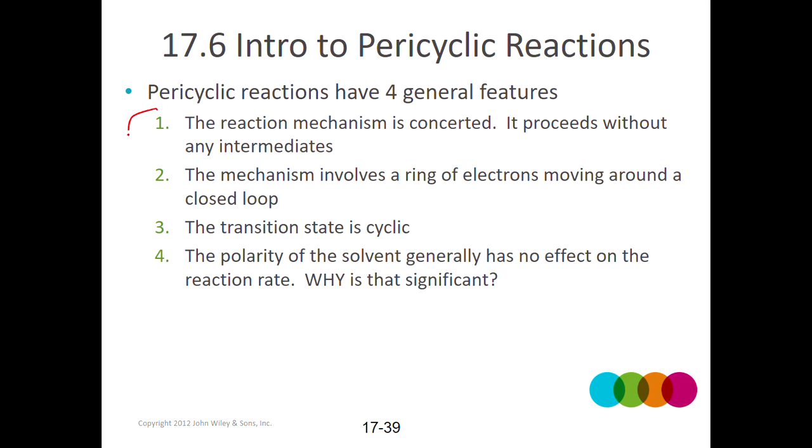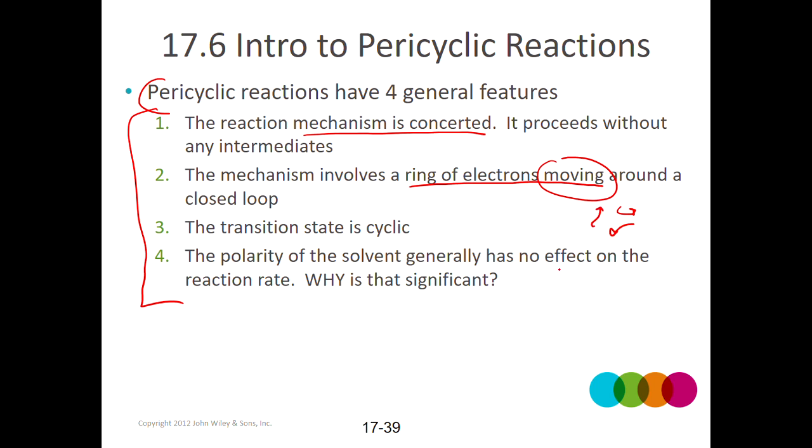So the 4 features, we talked about most of these already. For all 3 of these reactions, cycloaddition, electrocyclic, sigmatropic, they're all called pericyclic reactions because they all have a mechanism that occurs in one step, no intermediates. There's one single transition state where all the electrons are breaking and forming bonds all at the same time. There's a ring of electrons moving, so the mechanism involves the electrons moving around in a ring, in a circle. The transition state is cyclic.